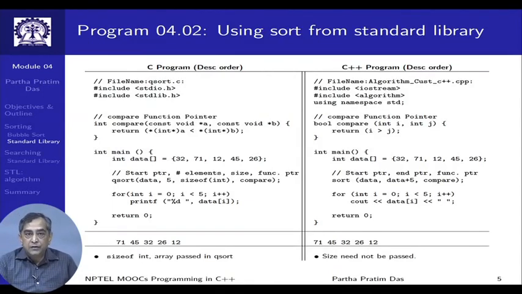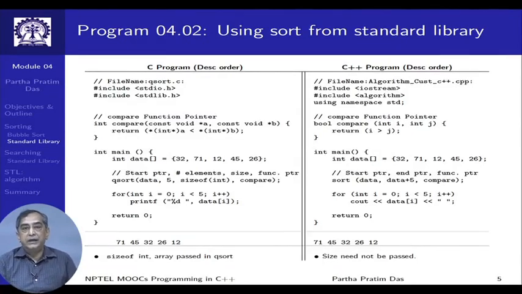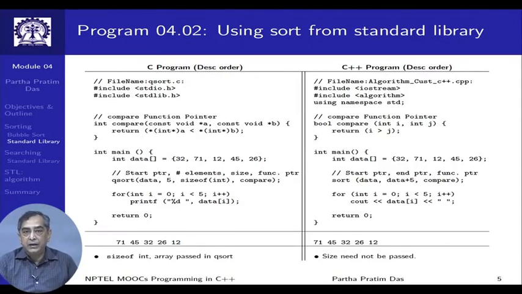The third parameter of qsort is not required here, because as you have seen before, the C++ compiler can deduce things based on the type. So it knows that data is an int type array, so the elements will be of int type. You do not need to separately specify the size of int as a parameter.